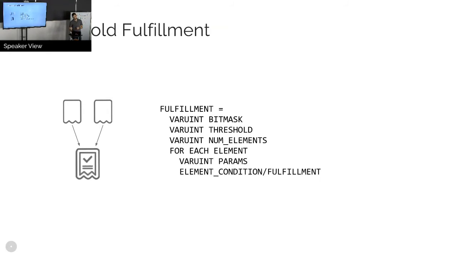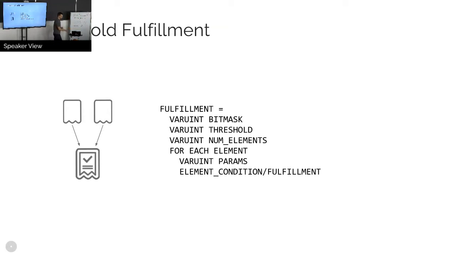Okay. So here's the format for the fulfillment for the threshold. And it's the type. So we need all the fields again that we used for the hash. And then we have the actual elements, which are this params field, which is basically whether it's fulfilled or not. And then you have either the condition or the fulfillment, depending on whether you're actually trying to fulfill that branch.